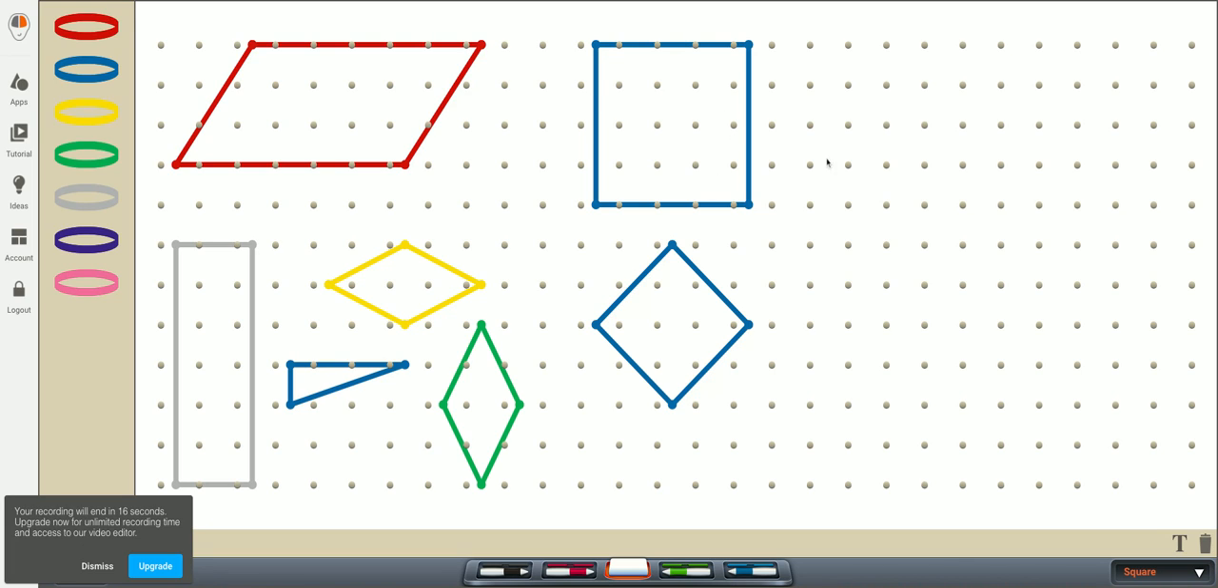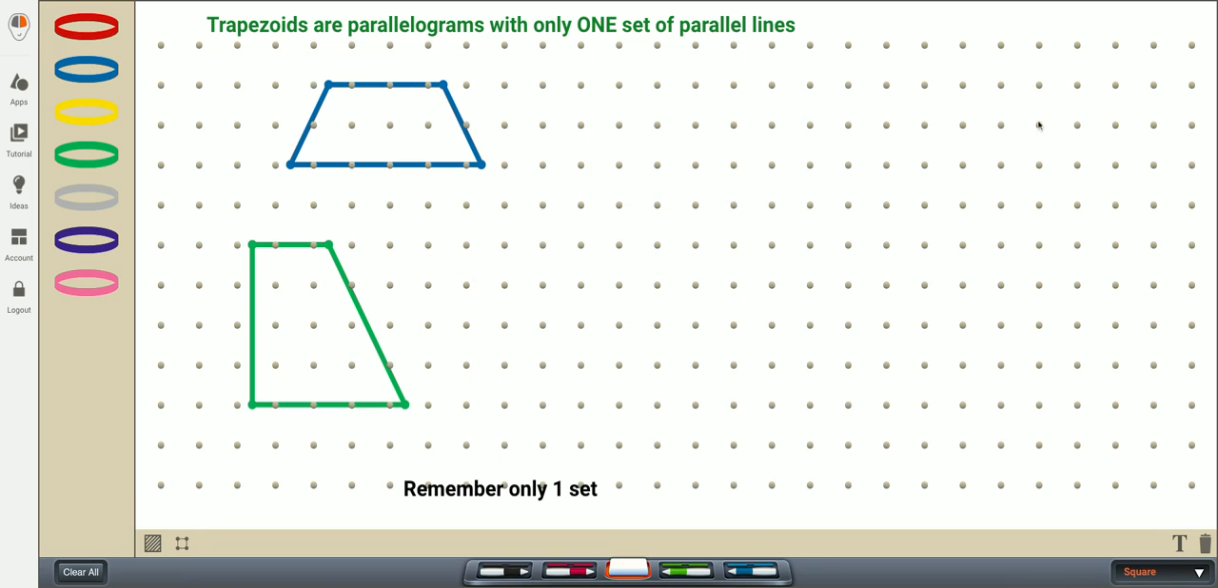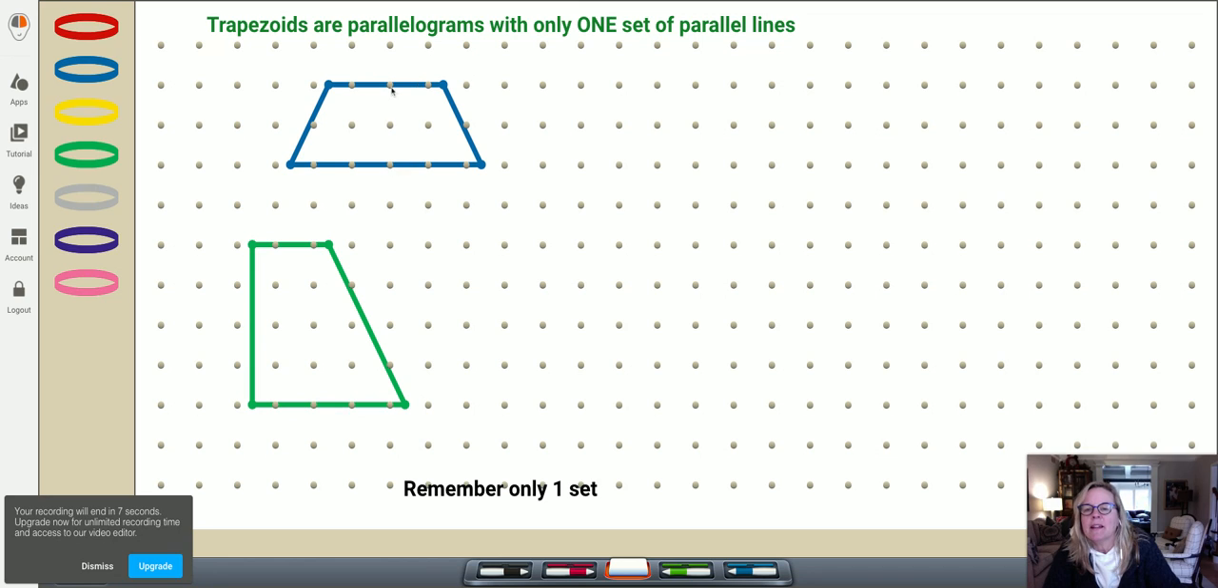I want to show you this last page. These are called trapezoids. They only have one set of parallel lines. Not two, but one.